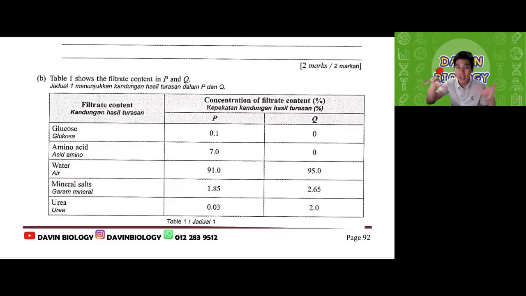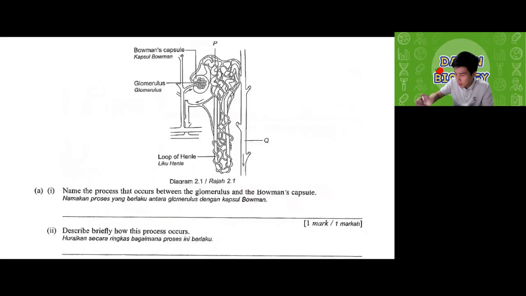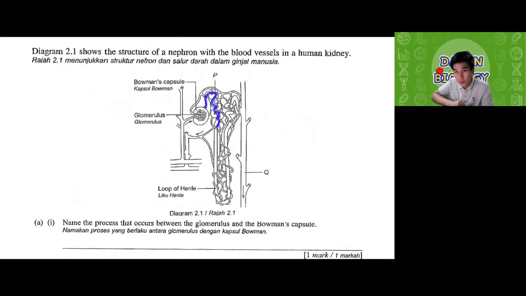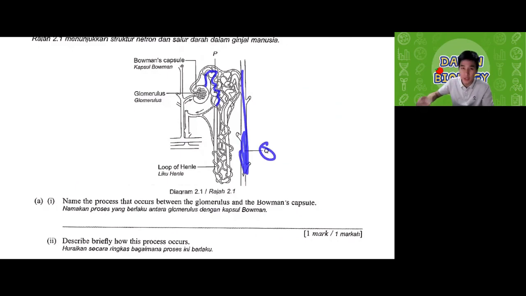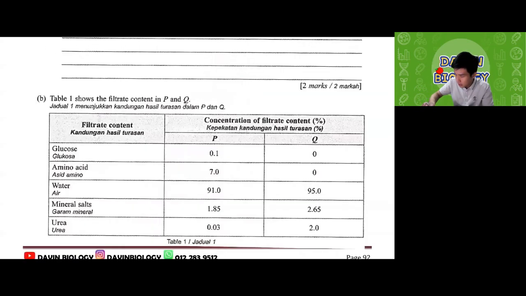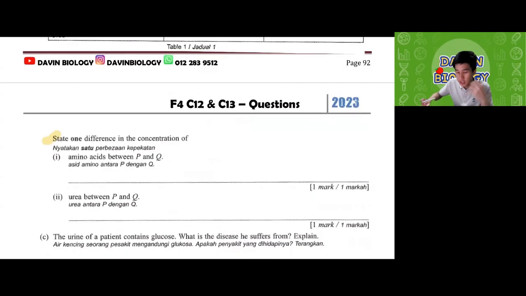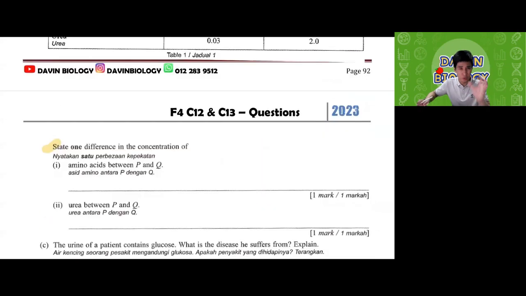The next thing they like to ask is to compare different contents at different parts of your nephron. You can see here, P is the distal convoluted tubule. Q is your collecting duct, which is your urine already. So here, DCT and collecting duct. You can see glucose and amino acid, which we did just now. When reaching P, it's definitely zero because you absorb everything already. For these two questions, they ask very simply: state one difference. If you don't know the difference, just look at the table. It's already shown here, because you don't need to explain.